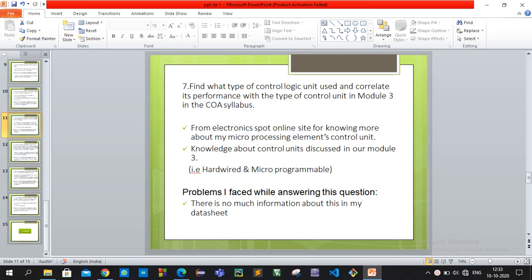The main difficulty I faced while answering this question is a lack of information in my datasheet related to the control unit. So while searching for information related to the hardwired control unit, it took a lot of time to gather the information.